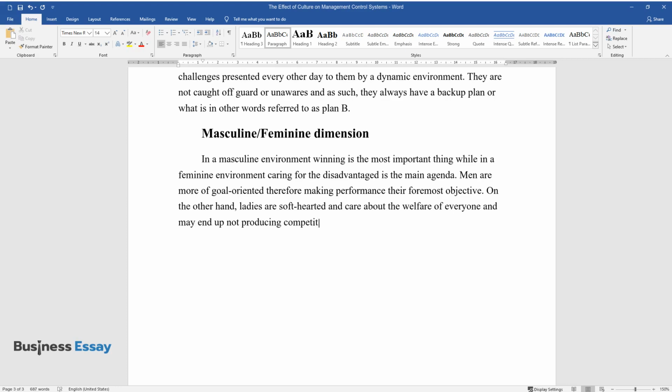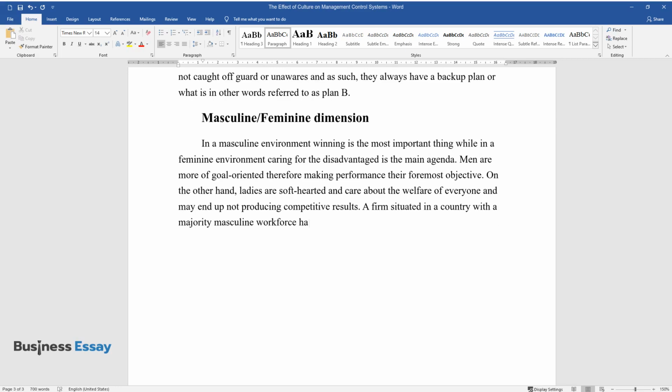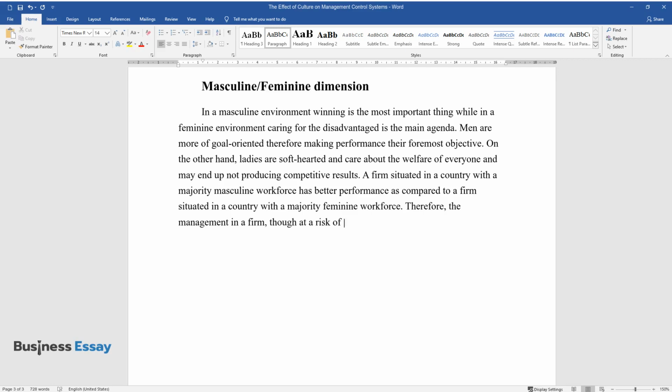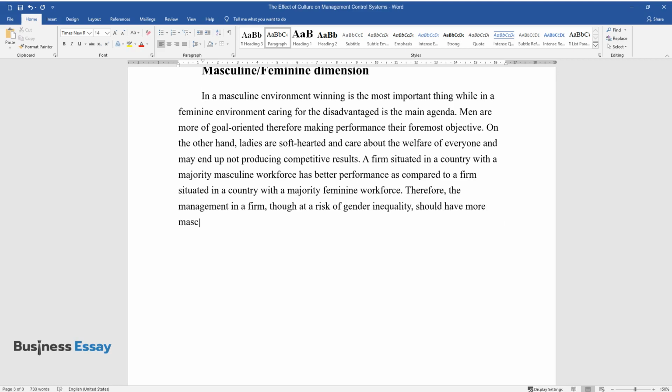competitive results. A firm situated in a country with a majority masculine workforce has better performance as compared to a firm situated in a country with a majority feminine workforce. Therefore, the management in a firm, though at a risk of gender inequality, should have more masculine employees.